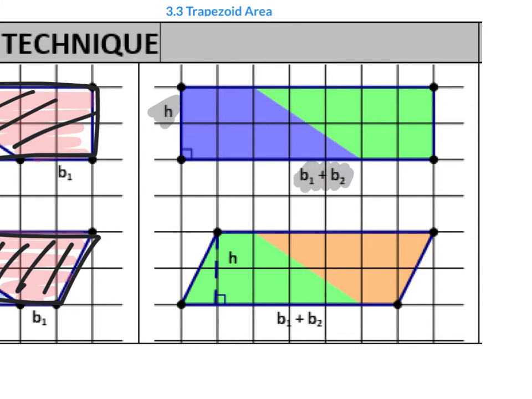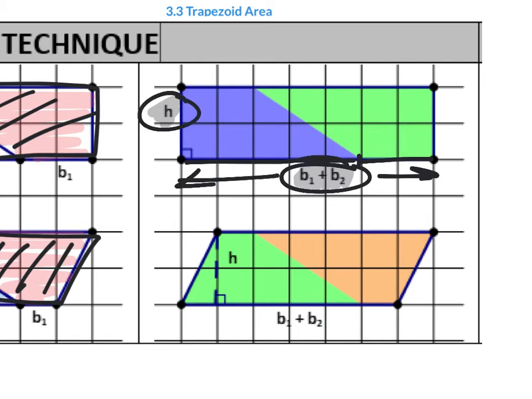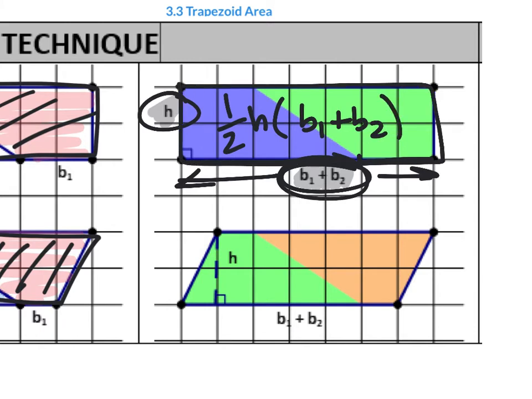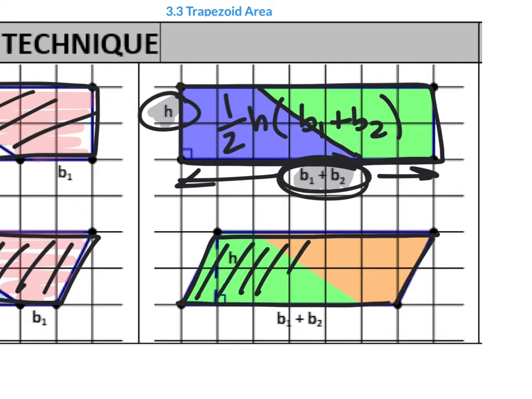Notice this base, because from here to here is base 2. Here to here is base 1. So together it's base 1 and base 2. And so it's this times this, but we divide by 2. Isn't that awesome? So by doubling a trapezoid, we either make a rectangle, and it's just base times height divided by 2 because we only want half of it. Or when we doubled that trapezoid, we got a parallelogram, but its formula is the same, isn't it? It's the base times the height divided by 2.